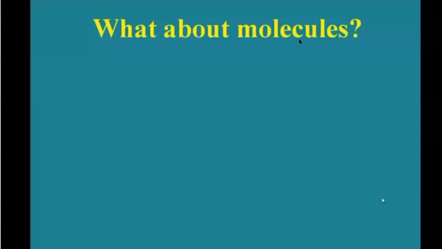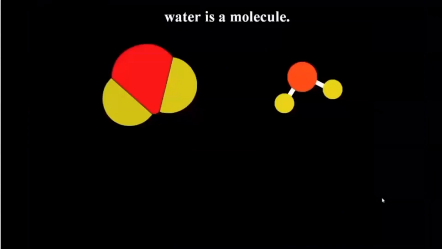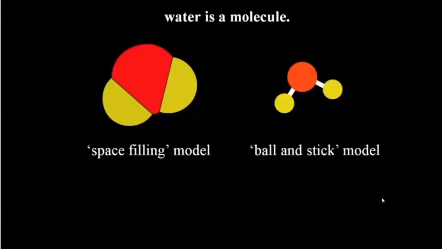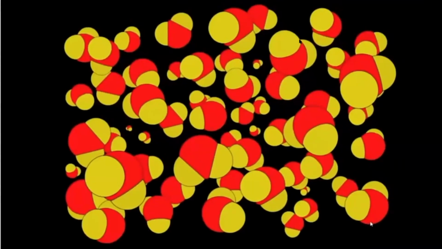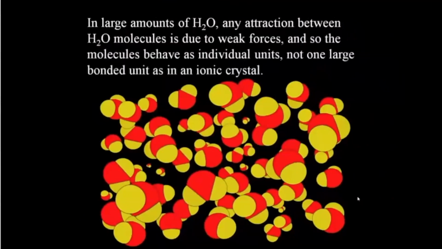So what about molecules? How are they different? Let's take a look at water. We've got the space filling model on the left, ball and stick model on the right. It's covalently bonded hydrogen and oxygen. And a collection of water molecules is just that, a collection of individual units of H2O that are covalently bonded single units of 2 hydrogens and 1 oxygen. They're not connected to each other except by weak forces. And so in large amounts of H2O, with any interaction between the water molecules due to weak forces, the molecules still behave as individual units, not one large bonded unit as in an ionic crystal.